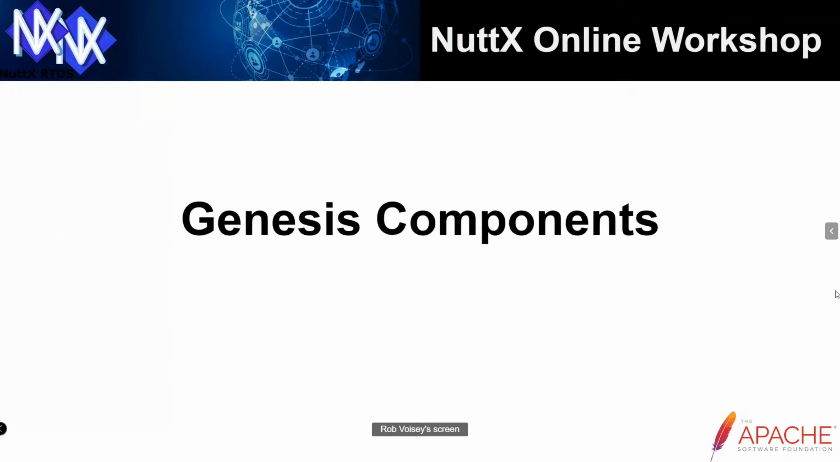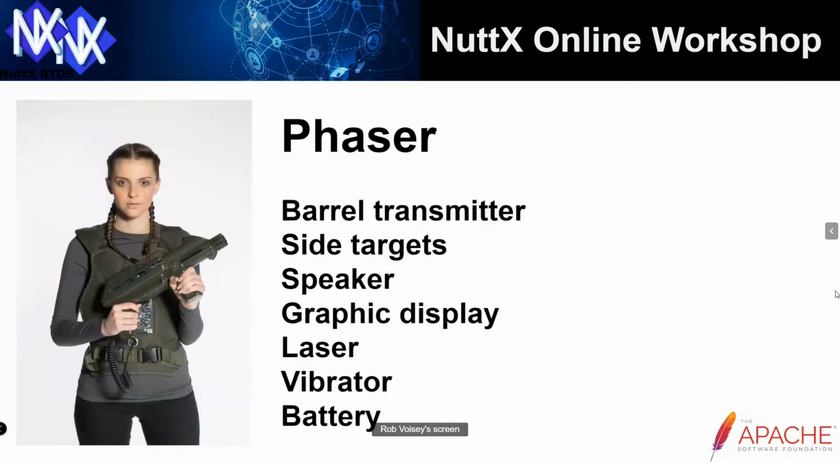We'll look at the components that make up Genesis. First of all, we've got a phaser, which everybody calls a gun, and for marketing reasons, we don't. The phaser has a barrel transmitter, which is the very targeted narrow beam. It's actually infrared. The laser is just for show. It's also got targets on the side, so you can be shot on a target. Also, depending on the game options, the gun can fire out of the targets.